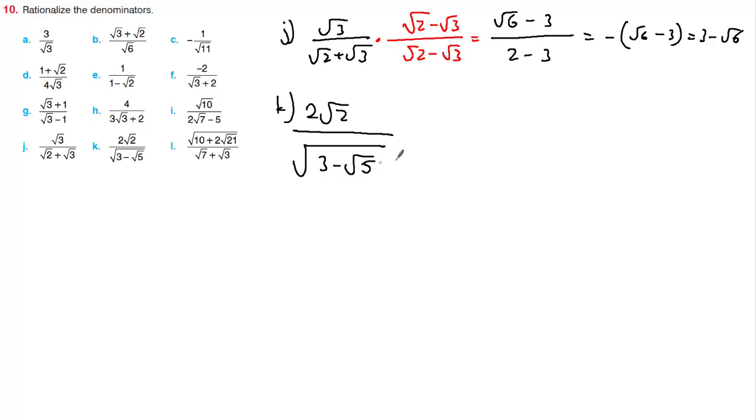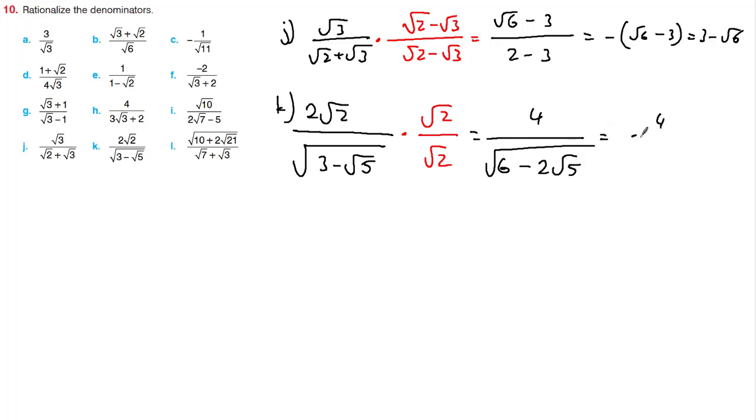Now, in order to get that square root of 2, I will have to multiply both numerators and denominators by square root of 2. So what do I get? I get 2 times root of 2 times root of 2, which makes 4. But in the denominator, I will get 3 times 2, 6, minus 2 root of 5. All right. Now, I think we can do something here. Two numbers that add up to 6 but multiply to 5. It must be square root of 5 and square root of 1, which just in case it's 1.